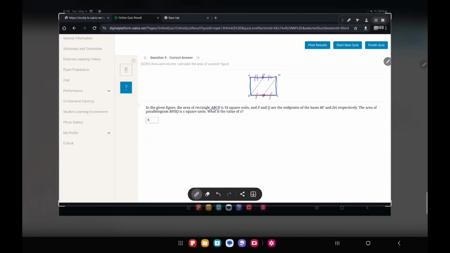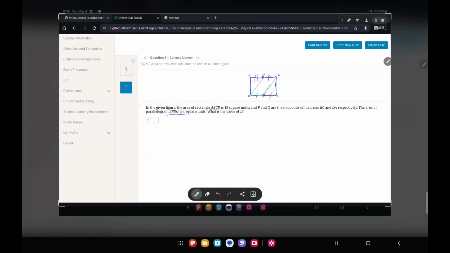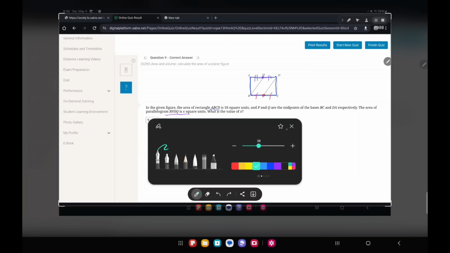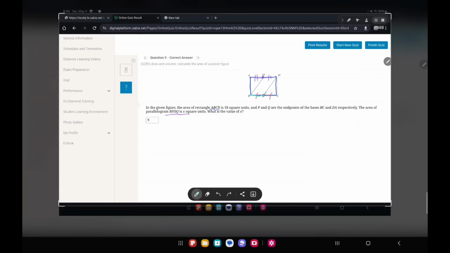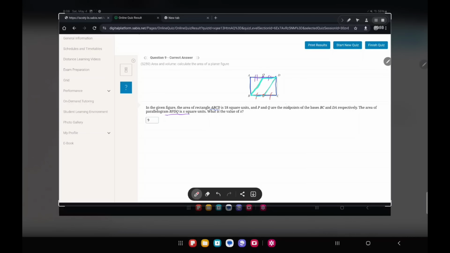Okay, the area of the parallelogram BPDQ. Actually, let me draw that in a different color. BPDQ. Let me make it a bit thicker, actually. BPDQ. Okay, they want the area of this parallelogram. How much is it? Okay, let's take a look. What do we have given? Always, please look at what you have given, okay? They gave me the area of ABCD is 18 square units.